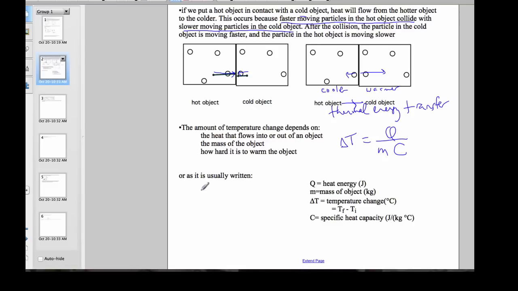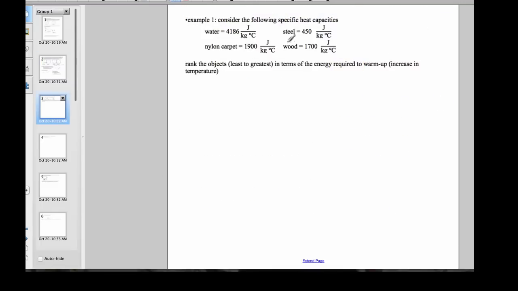It's usually written in cross-multiplied form. Q is mcΔT, where m is in kilograms, ΔT is in degrees centigrade or Kelvin, and c, this new quantity that is a property of the material called the specific heat capacity, is in joules per kilogram degree. Now, we said that c, the specific heat in joules per kilogram degree, is the joules to warm 1 kilogram by 1 degree C. Actually, we didn't say that, but that's what the units tell us.